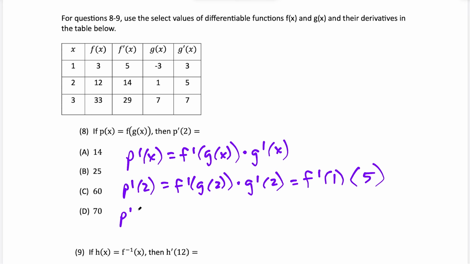And now we simplify, we have p prime of 2 equals f prime of 1 is going to be equal to 5. So we have 5 times 5, and that simplifies to 25. So choice B is our solution to question 8.